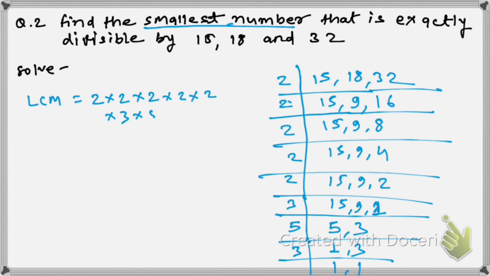Okay, 3, 5, 3. So when you multiply 2 five times, it will become 32. And 32 multiplied by 3 cross 5 cross 3 means 45. This total will become 45, meaning 3 into 5 is 15, and 15 into 3 is 45. So now multiply 32 by 45.